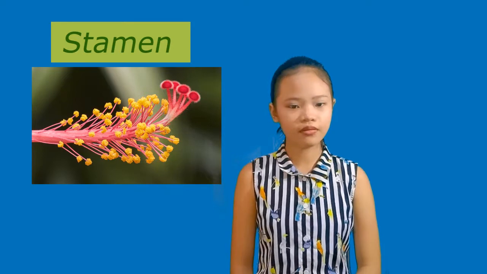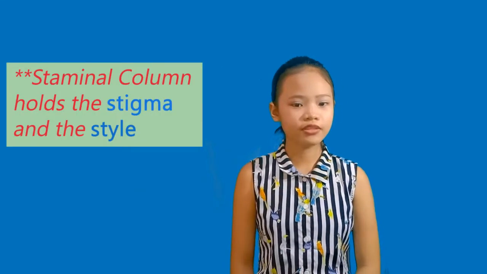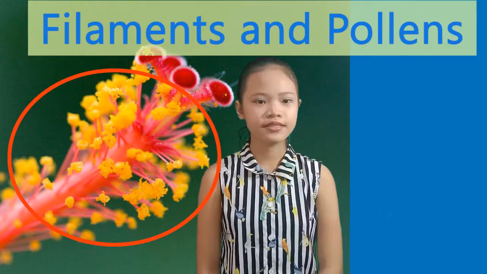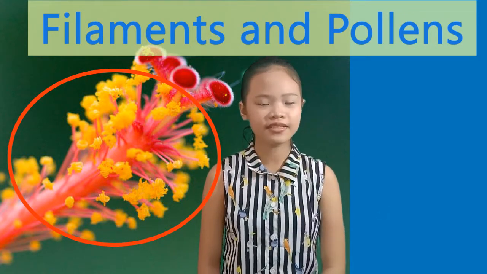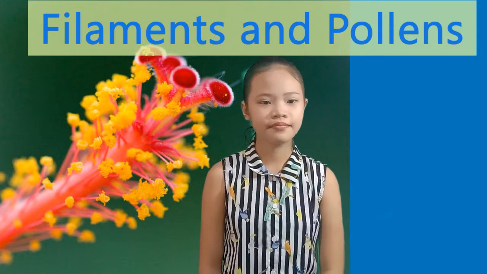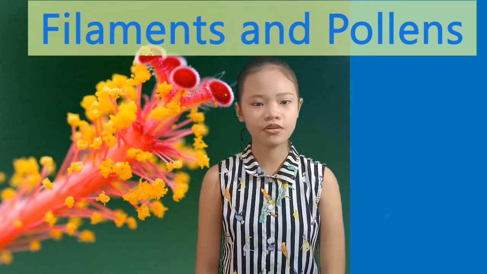The staminal column holds the stigma and the style, which I will discuss later. This is the staminal column. These small hair-like parts with yellow things at the end are the filaments, while the yellow things are the pollens. Later, I will discuss the role of the pollens in the reproduction of plants.